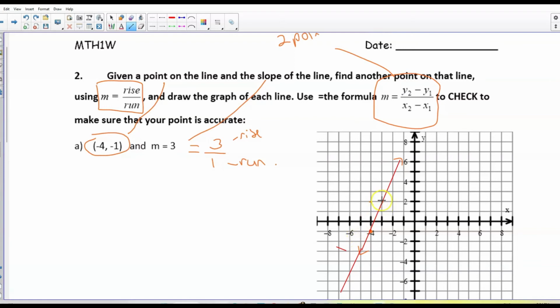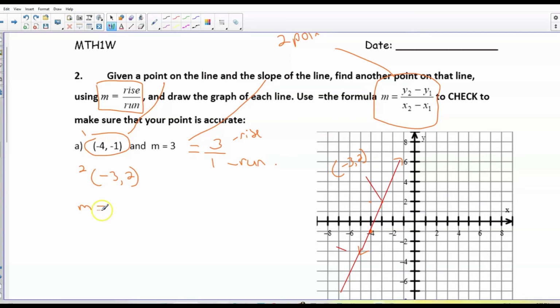So I think another good point would be, let me get my pen back. If I look at this, this would be -1, -2, -3, and up to, so I think -3, 2 is another point on my line. Now what I could do to make sure is plug these 2 points, point 1 and point 2, into my slope formula and make sure that I have it. So let me just verify this.